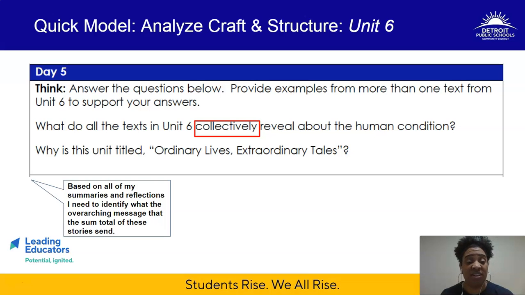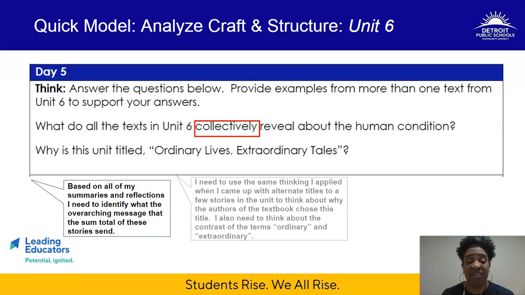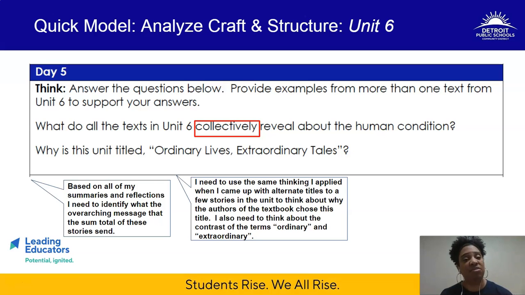Then moving on to the next question, why is this unit titled Ordinary Lives, Extraordinary Tales? I need to use the same thinking I applied when I came up with alternate titles for the few stories that you had to do that for in Unit 6. So if you go back to those stories and texts where you had to come up with a new title, there is a process, remember, that we went through of how you can brainstorm some titles and where texts typically get their titles from or what they're inspired by.